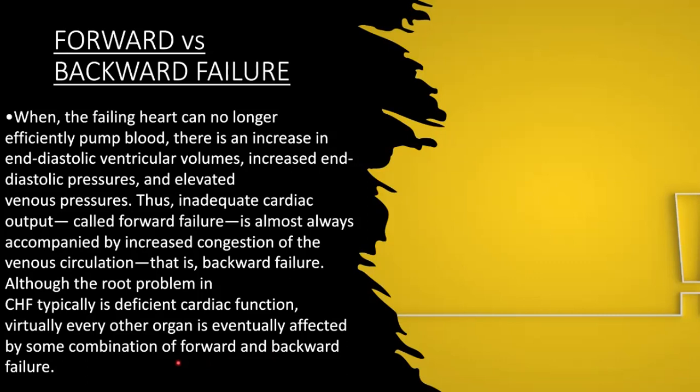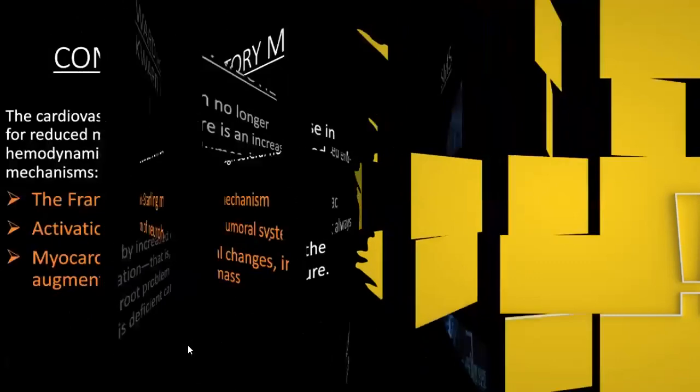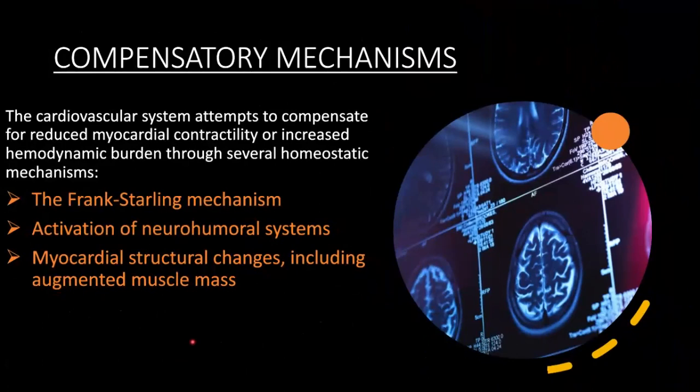Okay, so if there is forward failure, you expect hypoxia and ischemic damage to the end organs. If there is a backward failure, you expect congestion. So one way or another, every organ will be affected. So, okay, let's look now at some of the compensatory mechanisms which the cardiovascular system employs.